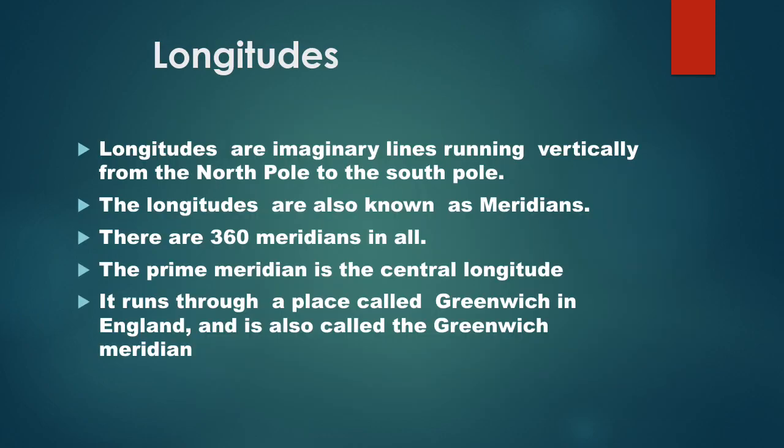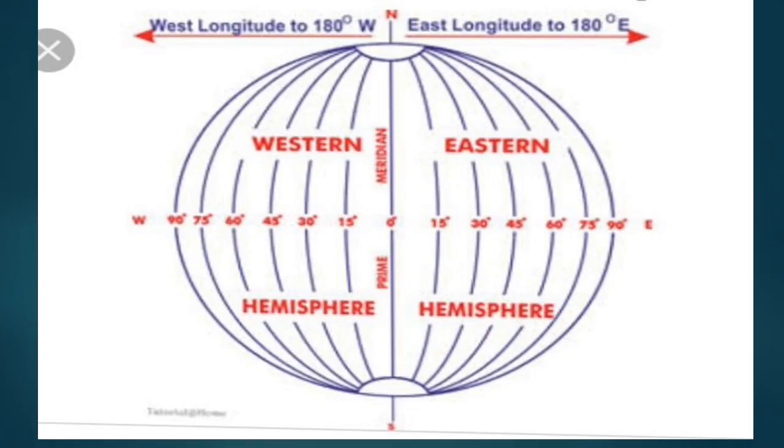Now let us study about the longitudes. Longitudes are imaginary lines running vertically from the North Pole to the South Pole. The longitudes are also known as the meridians. There are 360 degrees of meridians in all. The prime meridian is the central longitude. It runs through a place called Greenwich in England and is also called the Greenwich meridian. See, in this picture you can see the central longitude, which divides the earth into two equal halves, that is the western hemisphere and the eastern hemisphere.